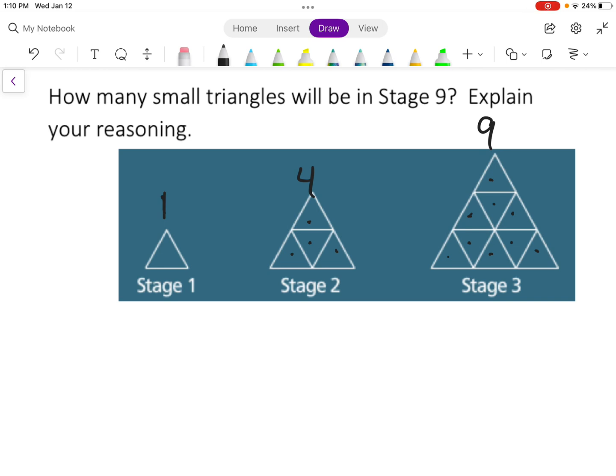Pause the video for just a second, try it, see if you can figure it out, and then come back and we'll try to look at some of the patterns.